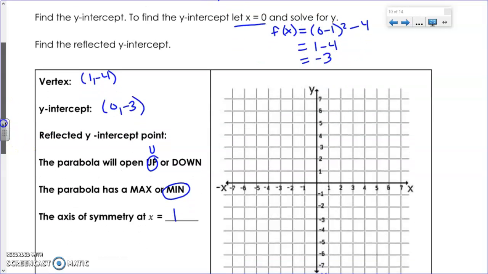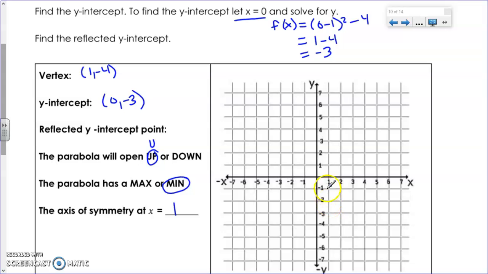Okay, so we go over to the graph. We get (1, -4), 1, 2, 3, 4. Then (0, -3). The reflected point, that's over 1, would be at (2, -3). So that's going to be your reflected point. Axis of symmetry, x equals 1. We don't know the x and y intercepts yet, but we could solve those if you wanted to see where they go.